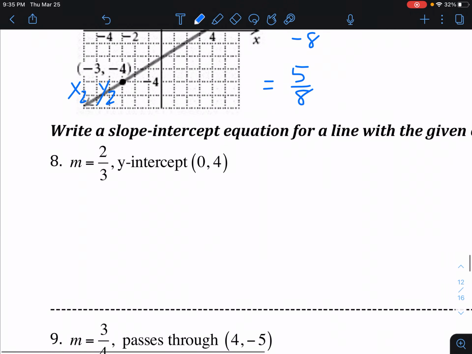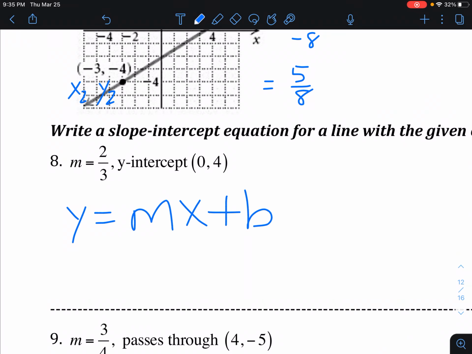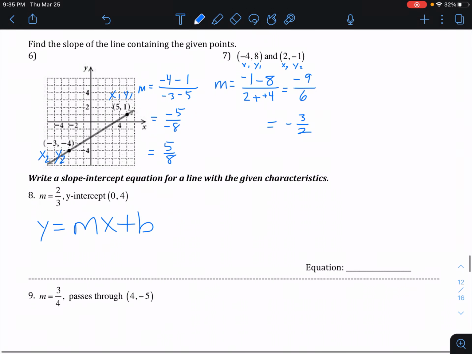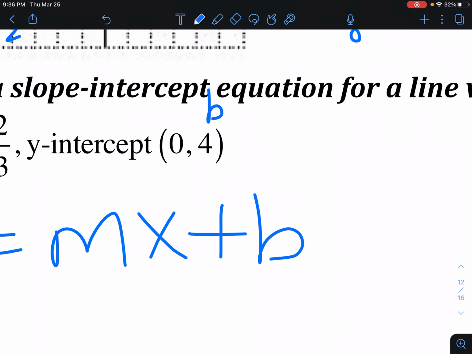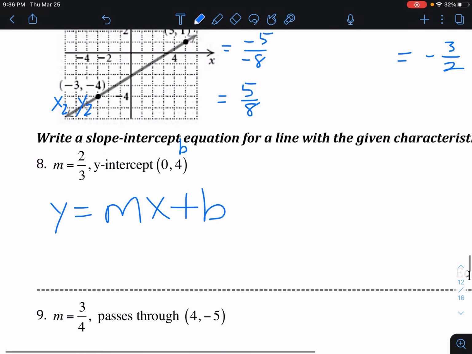So here, if we're dealing with y equals mx plus b, the m is 2/3. So 2/3 x. Make sure an x goes with your slope. And then it's going to be a +4. We actually get lucky here. They give us a y-intercept right away. Anytime you have a point where the 0 is the x-coordinate, that means it's a y-intercept, and its y-coordinate is the b, the beginning point, also known as y-intercept.